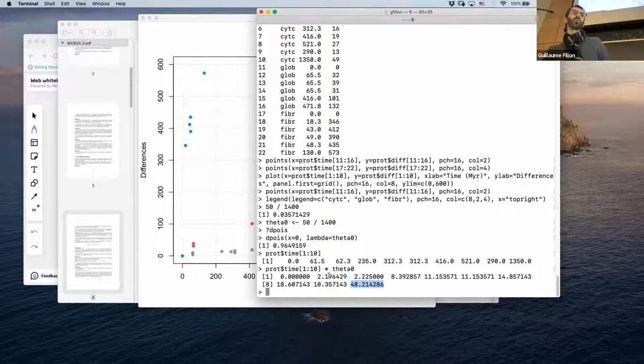Now the question is, what about the other ones? Are these ones going to be close to what they are in actuality or not? And that will tell us everything I need to know about whether theta 0 is a good value or a bad value. Okay, does that make sense for everybody, the way we proceed? Just try a value and see how well it explains the data.